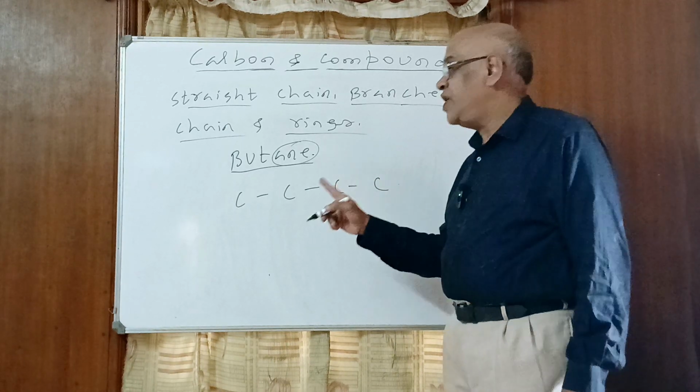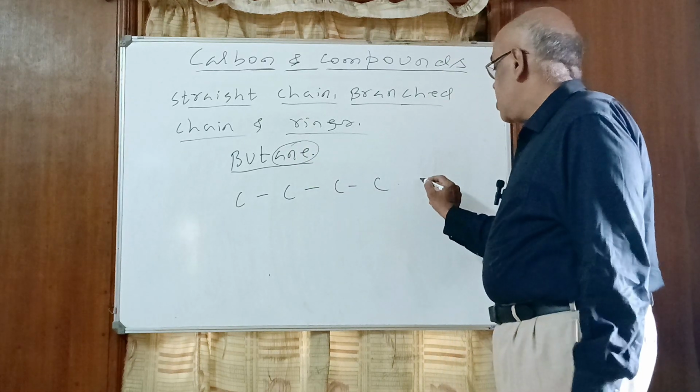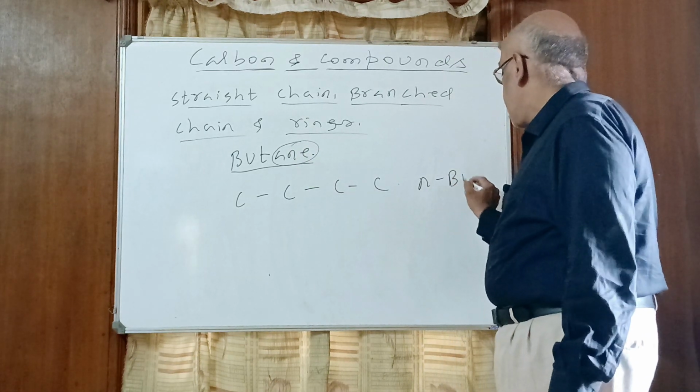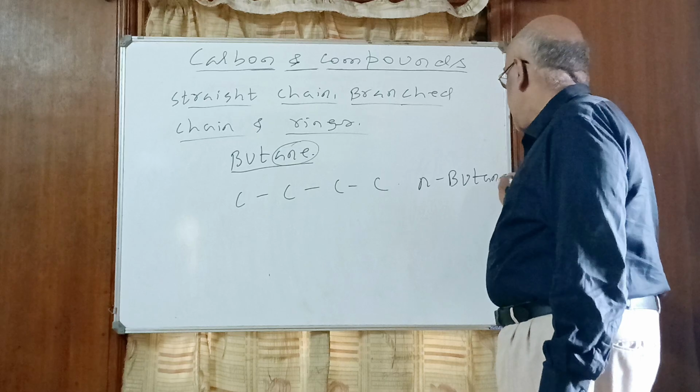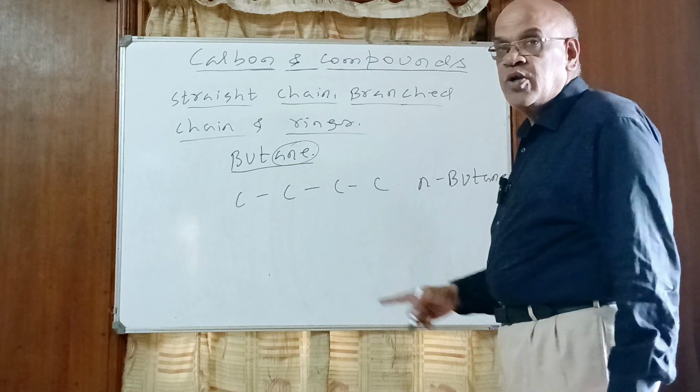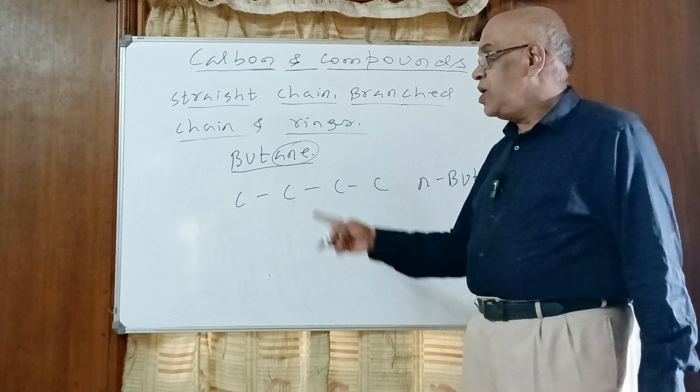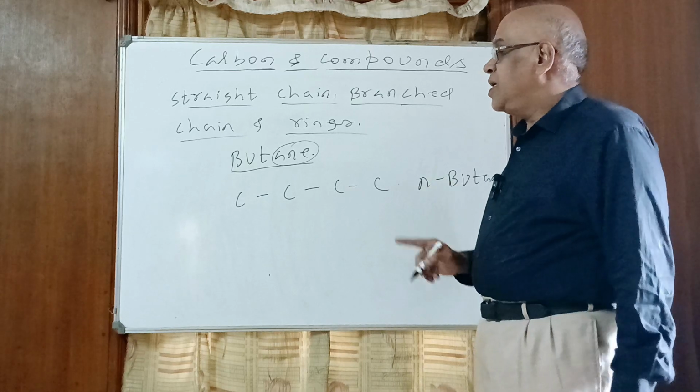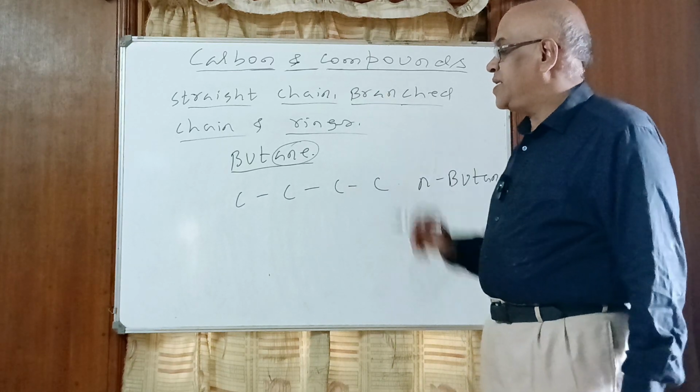So what is the name of this? Butane. What is it called normally? n-butane. We should add letter n, small n. What is n-butane? Normal. Straight chain, it is called normal butane. It is normal butane for straight chain, children.